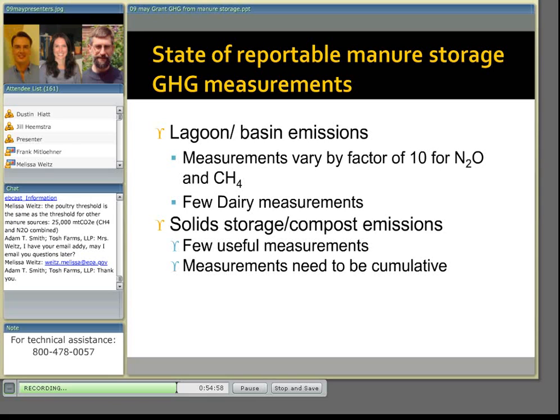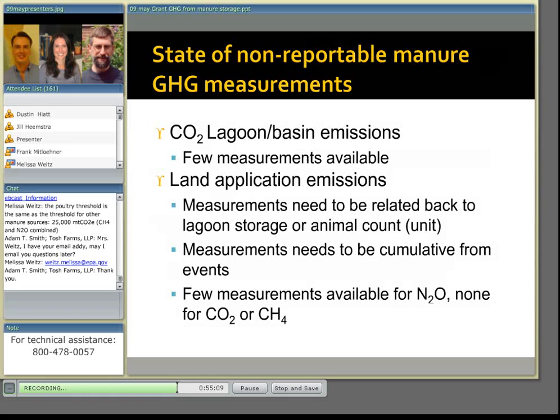For the non-reportable greenhouse gas, CO2, there are very few measurements made. Those measurements have been made as biogas emissions into closed chambers, and hence are probably low. And the land application emissions that we just talked about are limited, because we don't have a good handle on the cumulative emissions over the course of the year, and there are very few measurements that can be referenced back to the actual manure production.